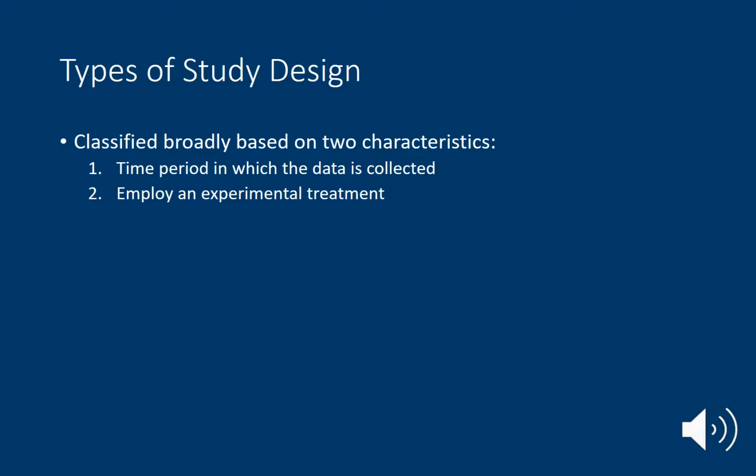Study design is classified broadly on two characteristics. The first is the time period in which the data is collected, and the second is whether it uses an experimental treatment or is just observational.